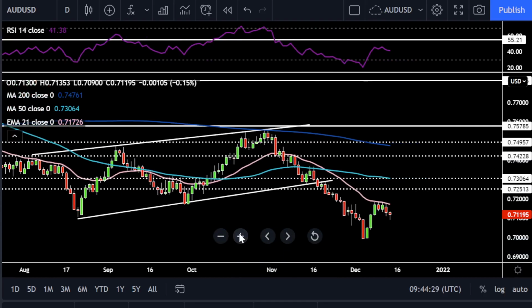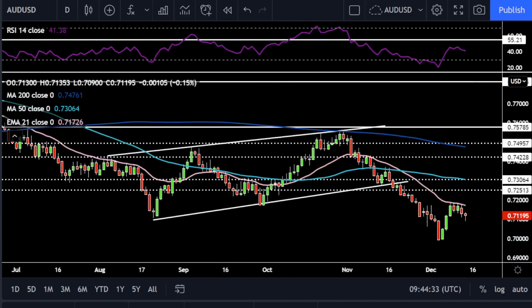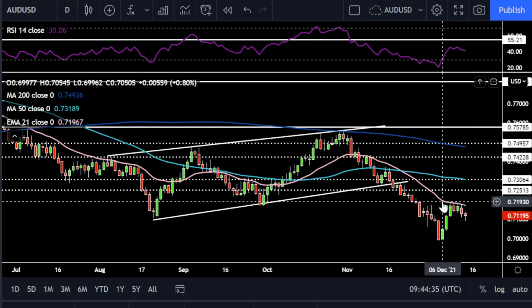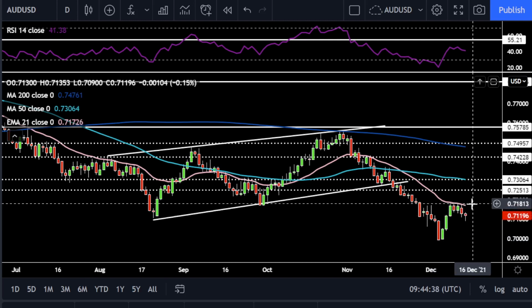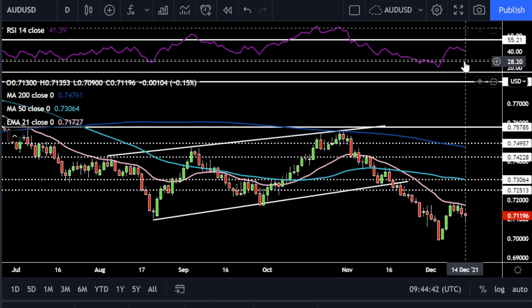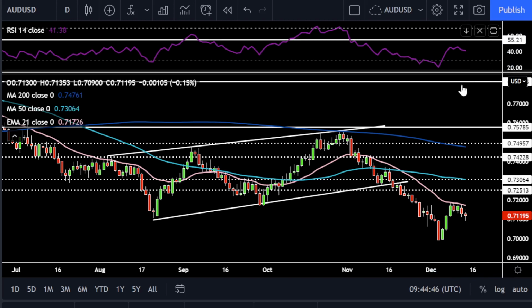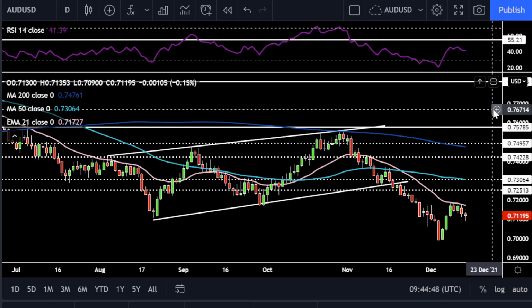Moving on to the Aussie, it's tried to stage a bit of a rally as risk sentiment turned more optimistic. However, the 21-day exponential moving average has capped those gains, and the Aussie now is sort of on the defensive as the RSI also rolls over a bit here. It's in the middle of no man's land, so it's a bit difficult to get any directional information from that.